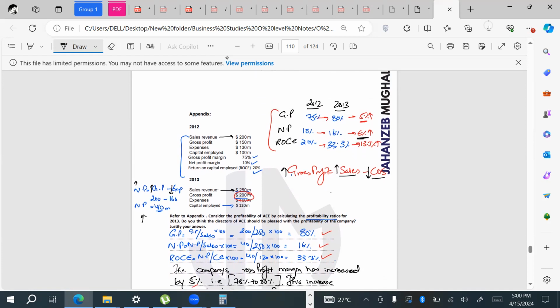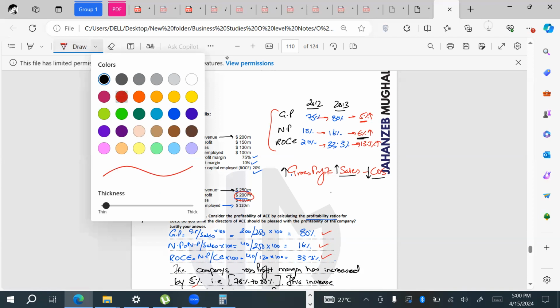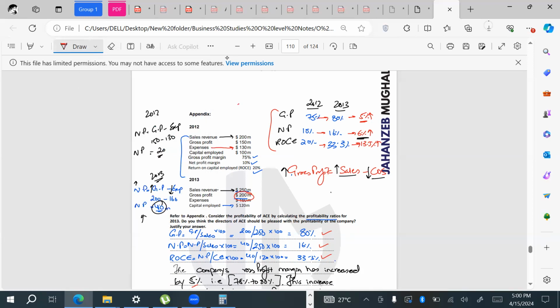In 2012, if you calculate net profit, it's GP minus expenses. So we had 150 minus 130. We got a net profit of 20. So obviously you can see that we had 40 million in 2013. This was 2012. This is 2013. So you can definitely see that we have a higher net profit. But what else I can show you is that you had expenses of 130, and over here you had expenses of 160. And as I just told you, we need to have controlled expenses.